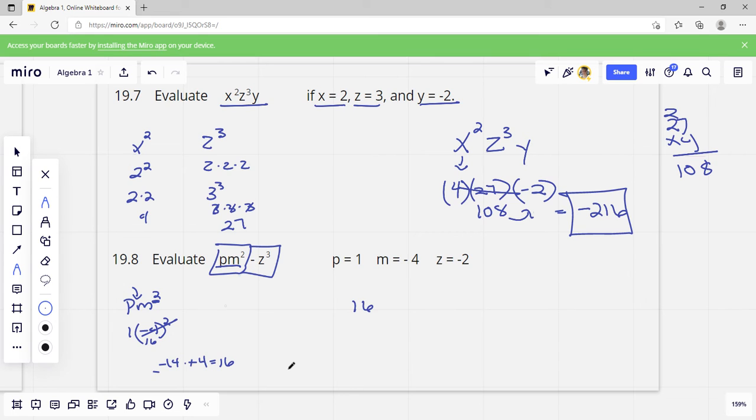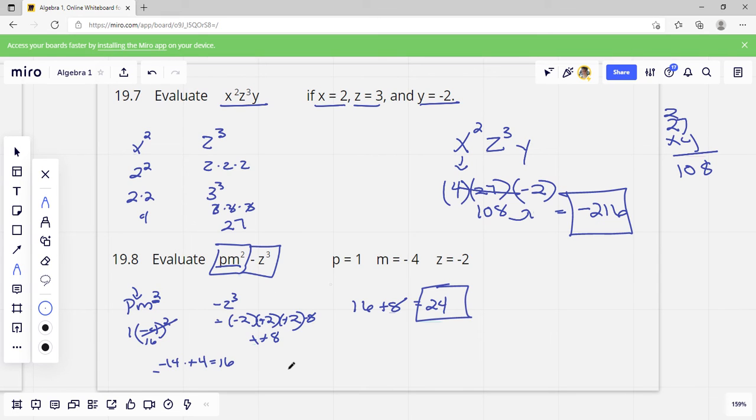Then I have negative z to the third. That means I need the negative of z to the third. Z is negative 2 times negative 2 times negative 2. Okay? These cancel, and I'm going to get 2 times 2 is 4, 4 times 2 is 8. And that will be negative 8, and then this negative over here, so it'll be negative 8. So it would really be positive 8. And then 16 and 8 is 24. Yep, 24 is the answer to that one.